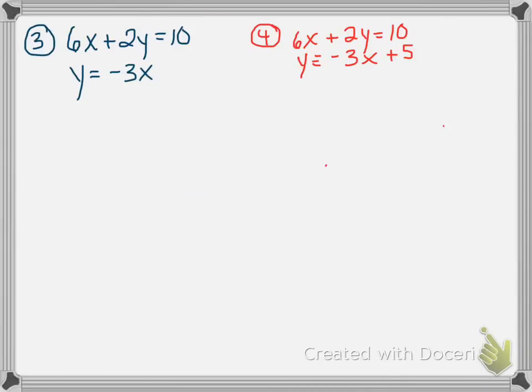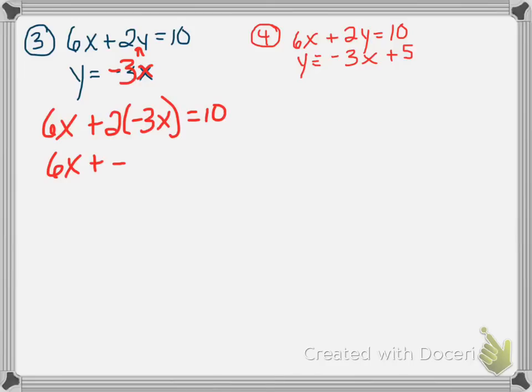Alright, in the third example, this one is actually already solved, so that's going to make it a little bit easier. We're going to take our negative 3x and substitute it in place of the y. So that would be 6x plus 2 times negative 3x. So that gives us 6x plus negative 6x is equal to 10. And when we go to combine like terms, that gives us 0 equals 10.